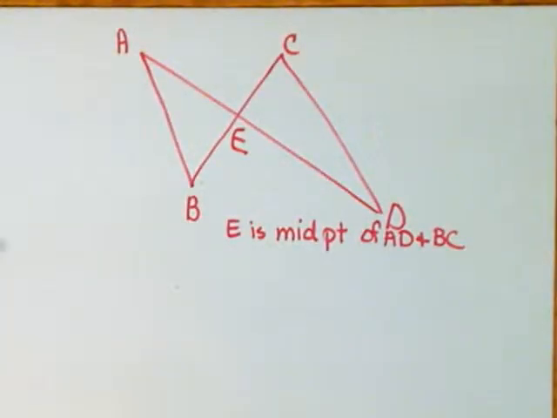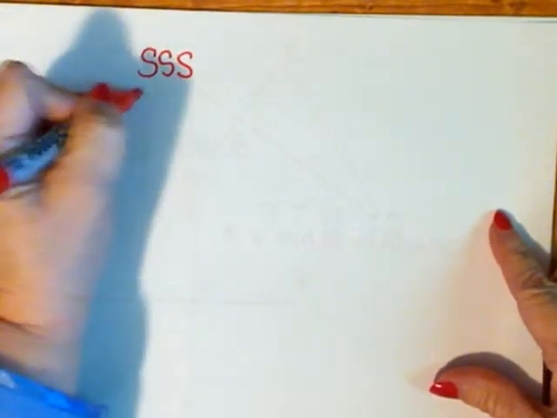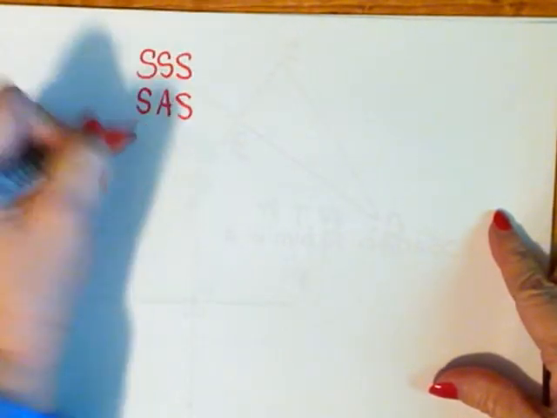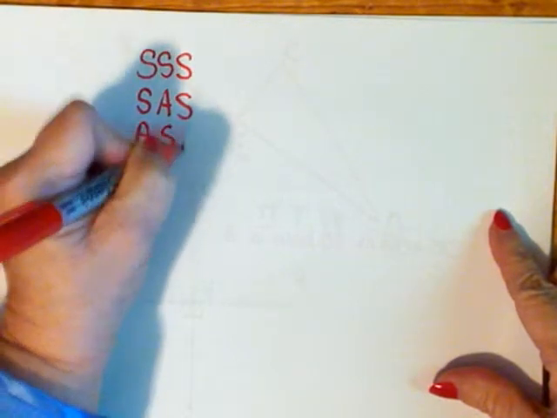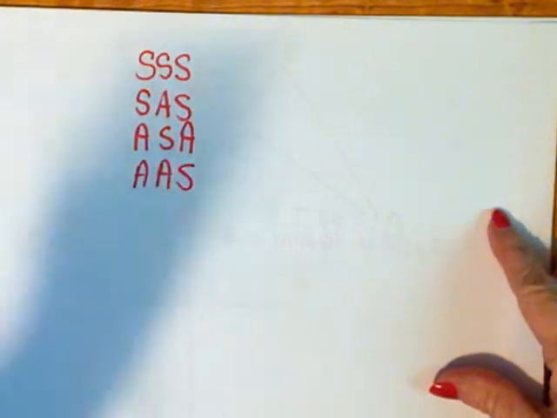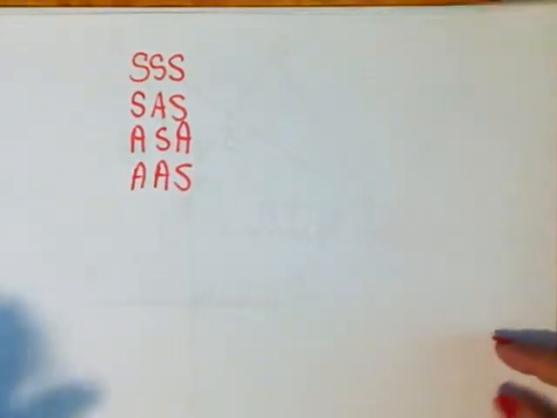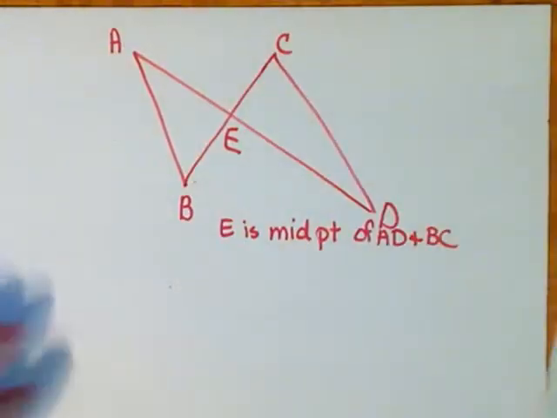Alright, what we're going to try to do now is determine if triangles are congruent. There are a few ways that we can do that. We can prove triangles congruent by side, side, side; side, angle, side; angle, side, angle; and angle, angle, side. The first one I'm going to show you is side, angle, side.